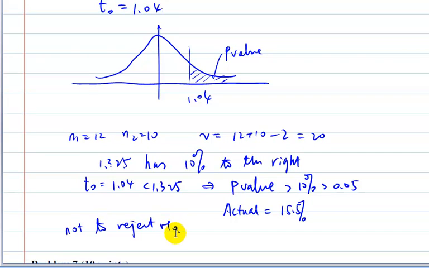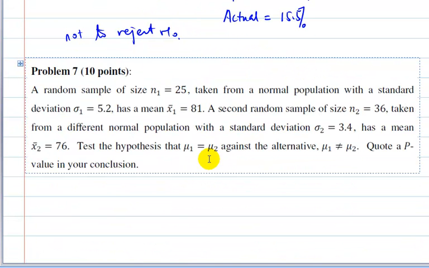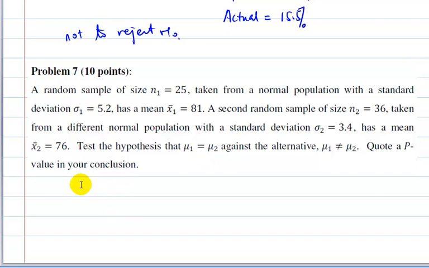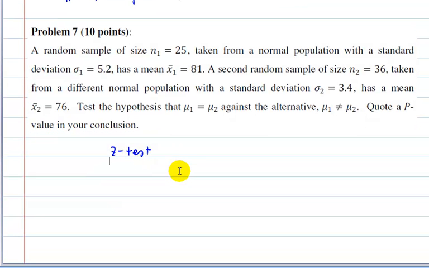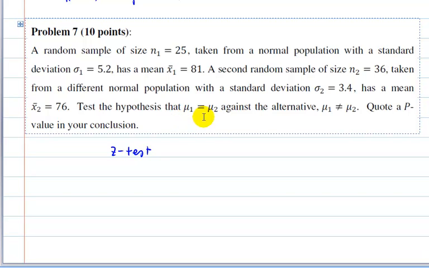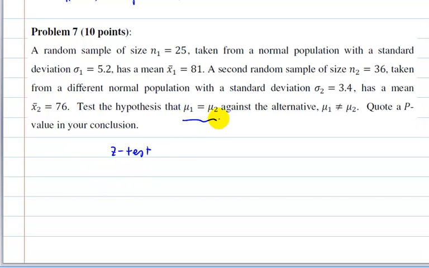Okay, so that's number 6 question. Last question, this one here. I guess this one you were given the population standard deviation. You also have the standard deviation of the second population, and you have a hypothesis of this. So what you're looking at essentially is a z-test, right? And the other thing is the hypothesis is this.